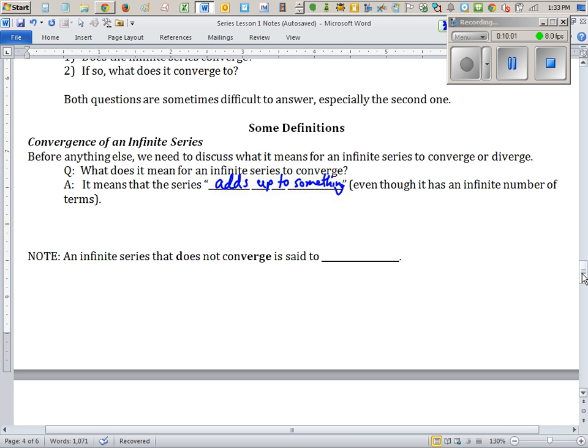Okay? If the series doesn't add up to something, or it doesn't converge, then you call it diverge. So diverge just literally means doesn't converge. It does not mean that it's adding up necessarily to infinity, it just means you can't find the sum. There is no sum in the end. Okay, so let's take a look at some more things on this next page.